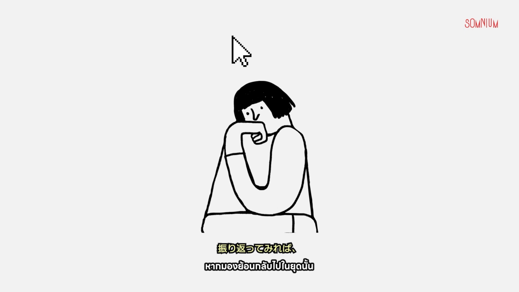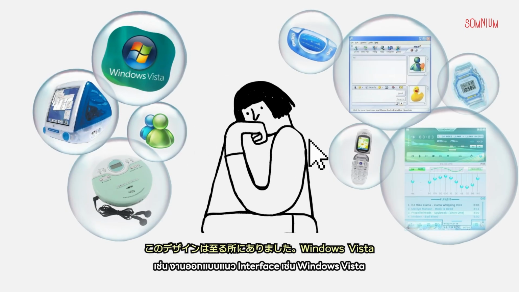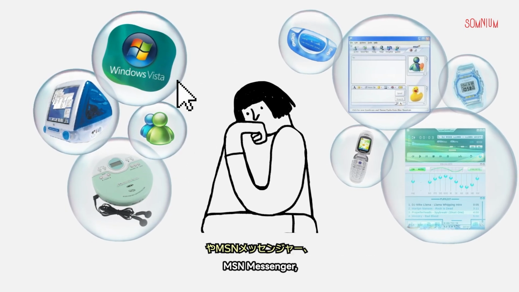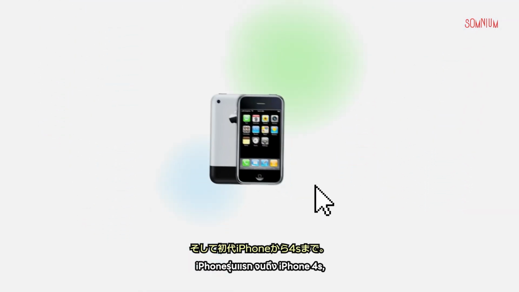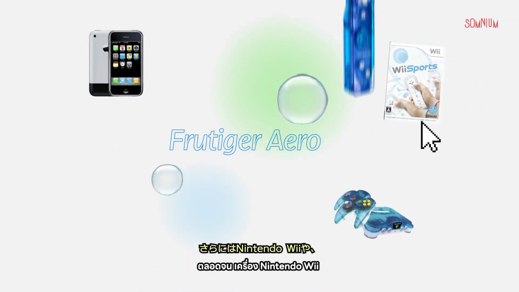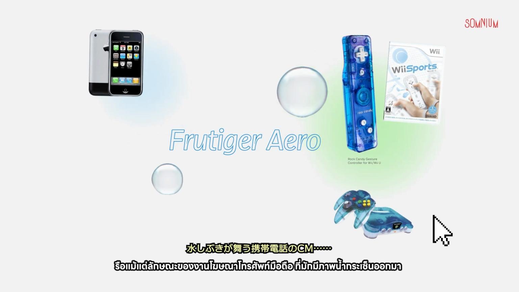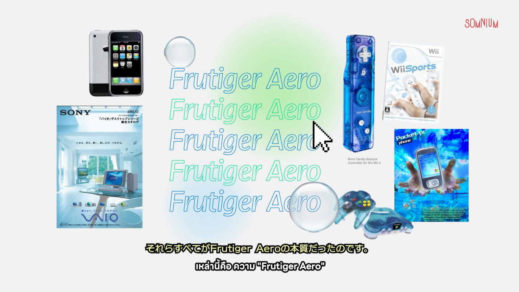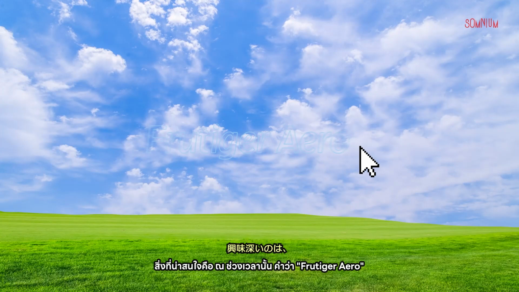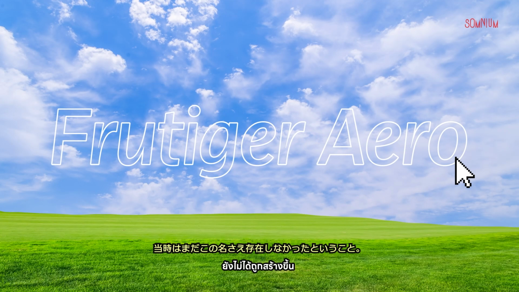If we look back, this aesthetic was everywhere, from the interfaces of Windows Vista, MSN Messenger, and early MP3 players, to the first iPhone through the 4S. Even the Nintendo Wii and those mobile phone commercials featuring splashing water, that is the essence of Frutiger Aero. What's fascinating is that at the time, we didn't even have a name for it.